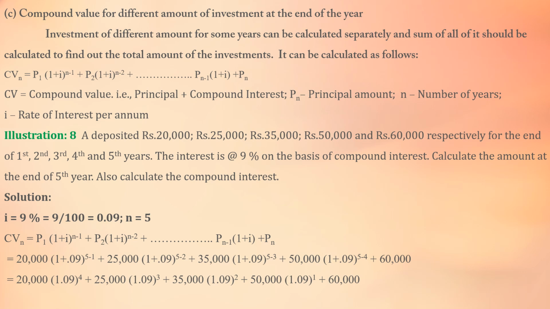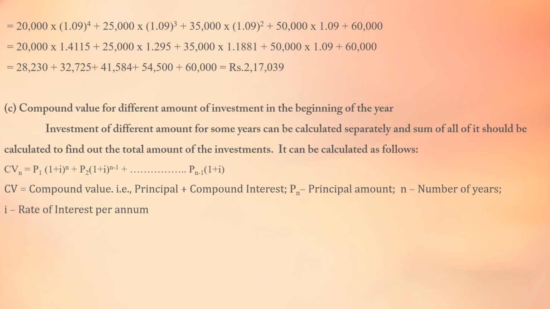The interest is at 9% on the basis of compound interest. Calculate the amount at the end of the fifth year. Also calculate the compound interest. Solution. I equals 9% equals 9/100 equals 0.09, n equals 5. CVN equals 28,230 plus 32,725 plus 41,584 plus 54,500 plus 60,000 equals 2 rupees, 17,039.